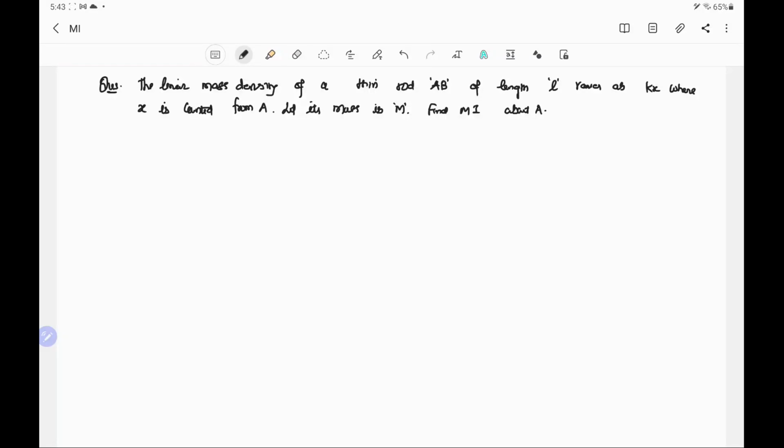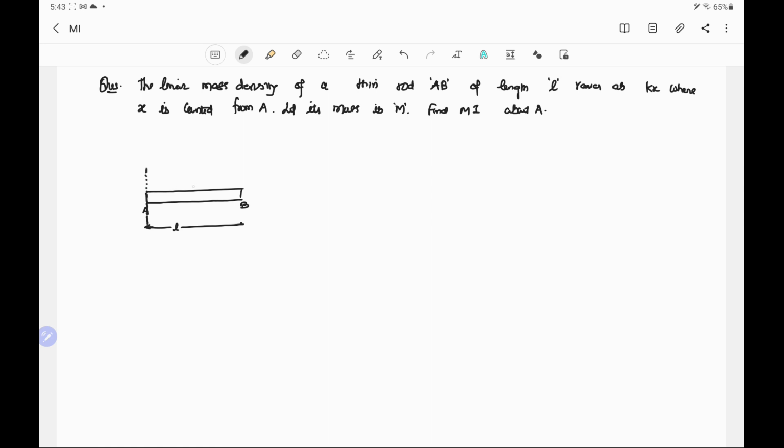Now suppose we take the question: the linear mass density of a thin rod AB of length L varies as kx, where x is counted from end A. Let its mass be M, find the moment of inertia about A. So suppose this is the rod of length L, and this end is A and this is B. We have to find the moment of inertia about the axis passing through A.